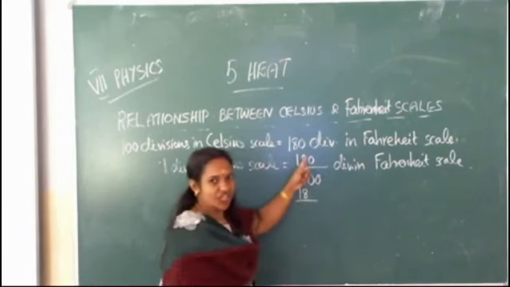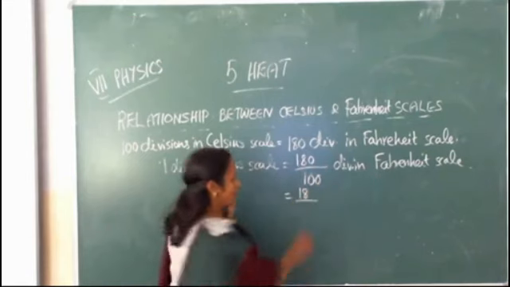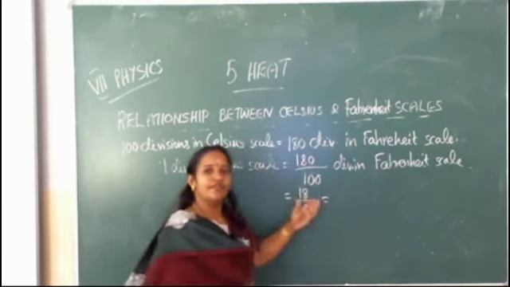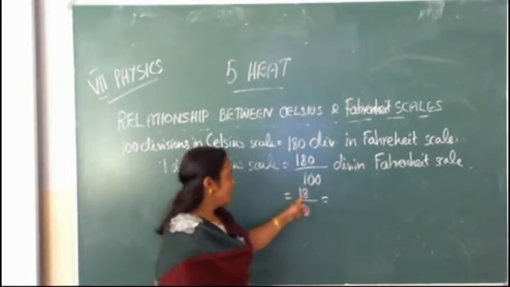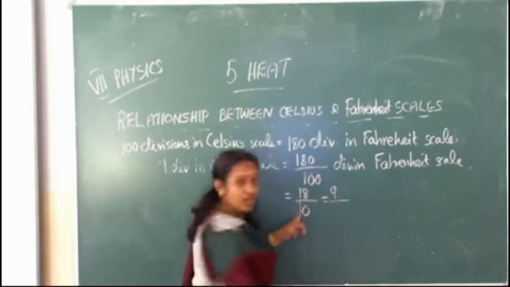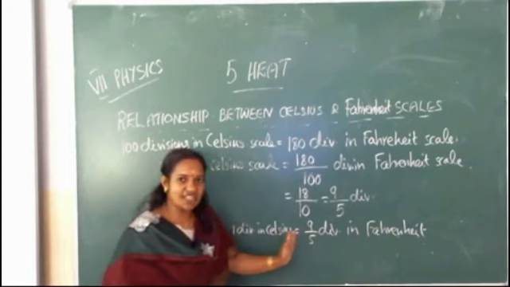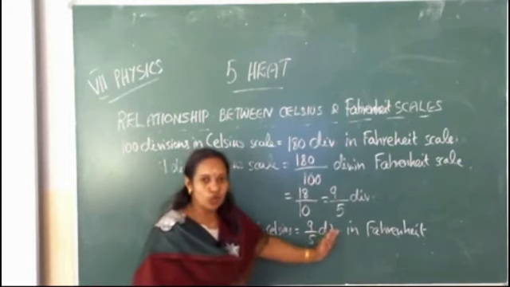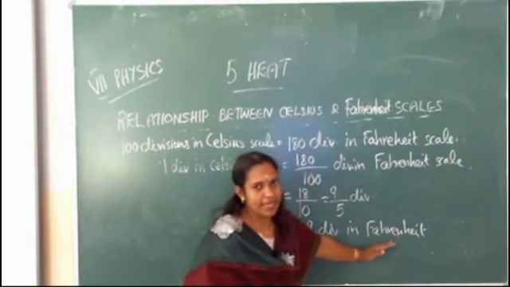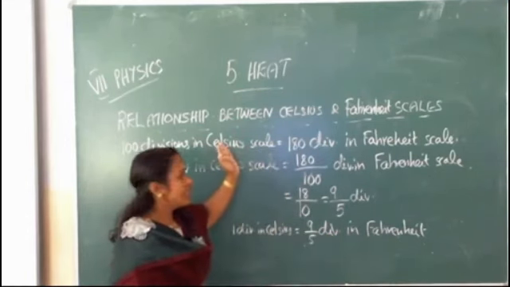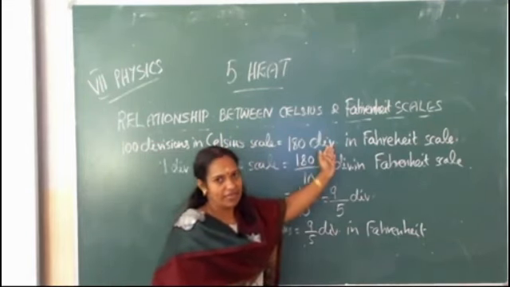That is 18. 18 into 10 is 180. 100. 10 into 10 is 100. Again we can simplify. Both the numbers we can divide by 2. 9 into 2 is 18. 5 into 2 is 10. That means each division in Celsius scale corresponds to 9 by 5 divisions in Fahrenheit. Clear? So from where we started, there are 100 divisions in Celsius scale but 180 divisions in Fahrenheit scale.